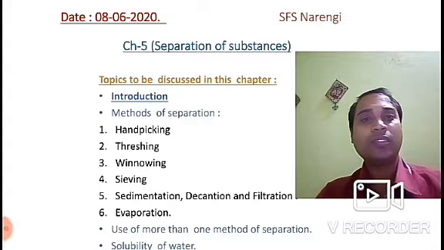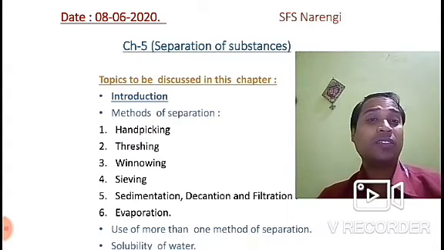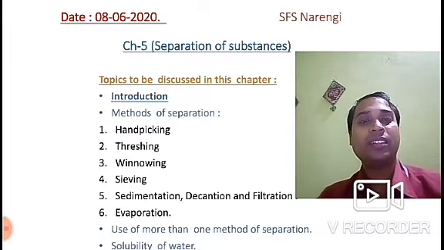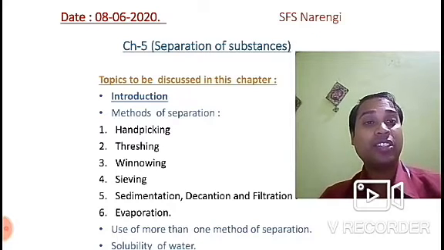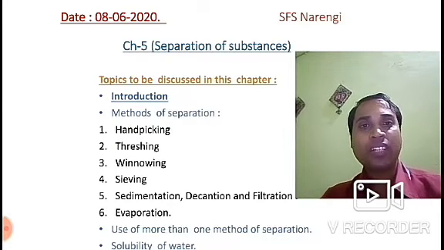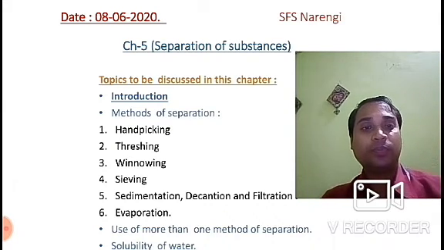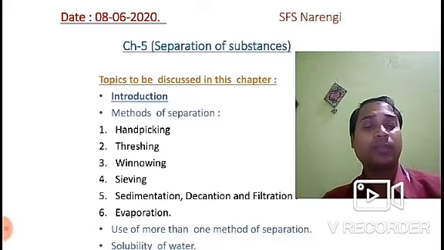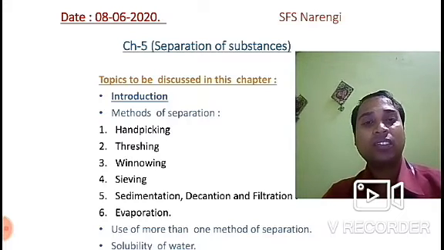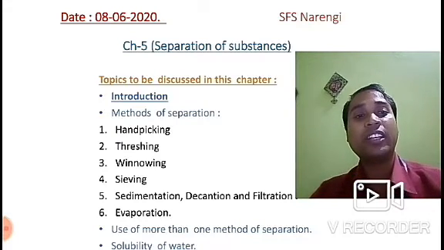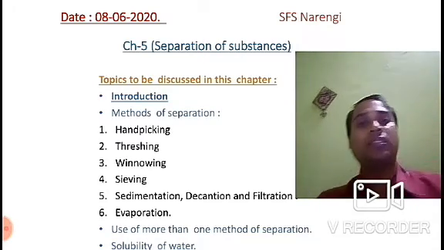Then we'll discuss methods of separation, where we'll discuss six different methods of separation, starting from hand picking, threshing, winnowing, sieving, sedimentation, decantation, and filtration, then evaporation. So after covering these methods of separation, we'll cover the topic where we'll discuss a separation where more than one method of separation is used. And then finally we'll discuss solubility in water. So now let's start the introduction part of this chapter.